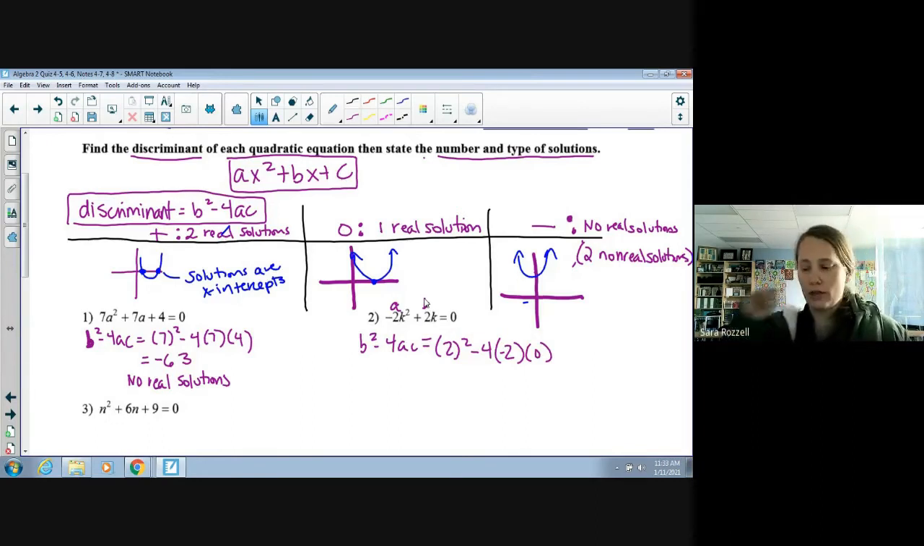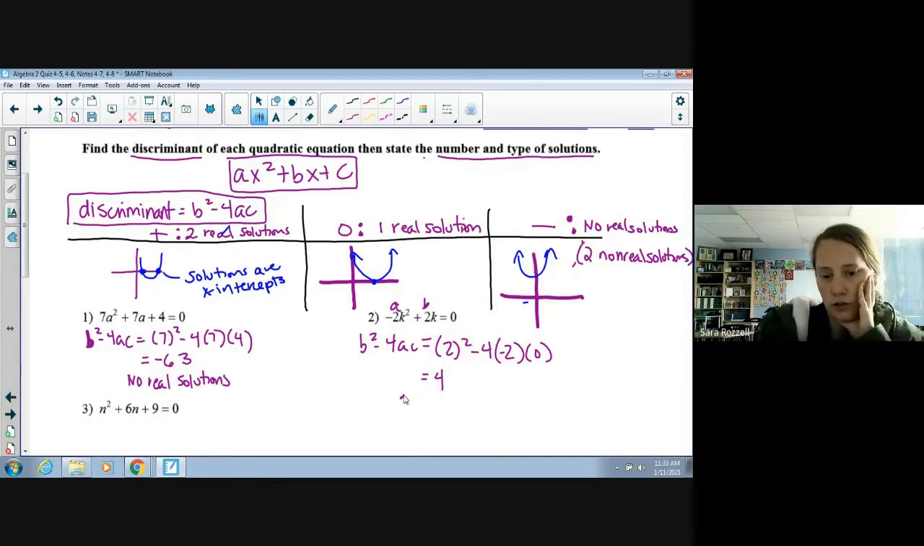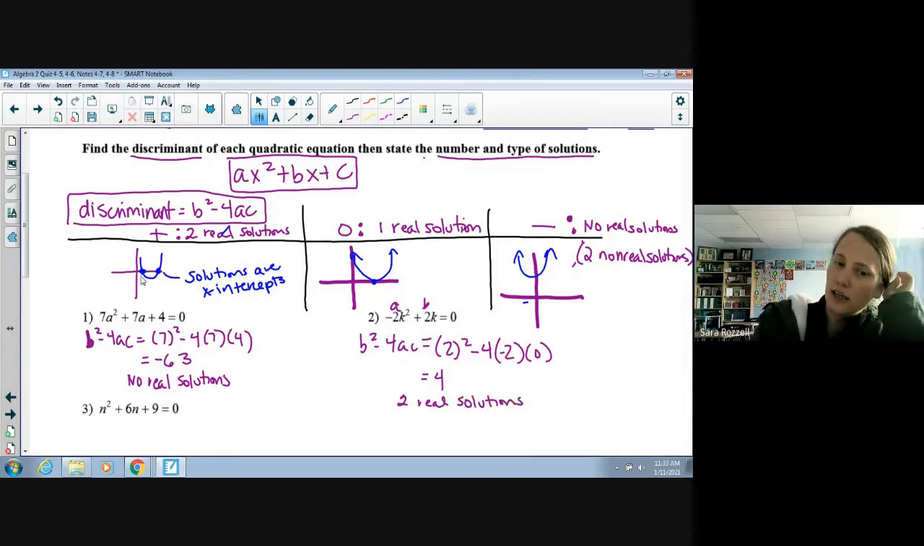All right, did anybody get it when they typed it in the calculator? 2 squared minus 4 times negative 2 times 0, and your answer is 4. Okay, good. So is 4 positive, 0, or negative? It's positive. So how many solutions are there? 2, and they are real. So 2 real solutions, which means if we graphed it, it would touch the x-axis 2 times.